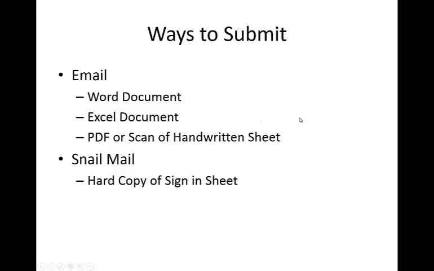As far as the sign-in sheets and the participants, there are a few ways to submit. The first is a Word document or Excel document via email. Another, you can PDF or scan a handwritten sheet. So if you pass around a sign-in sheet, you can just scan that into your computer and send it to us. You can also just mail us a hard copy of the sign-in sheet. Just run it through your photocopier and stick it in the mail to our office.